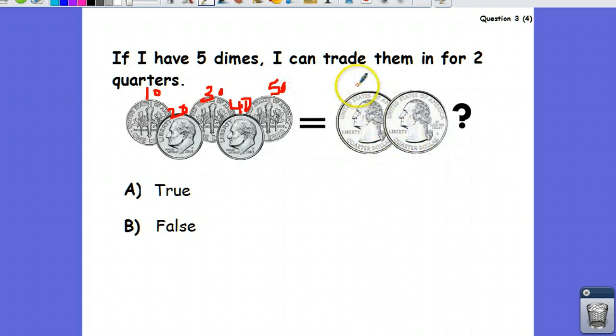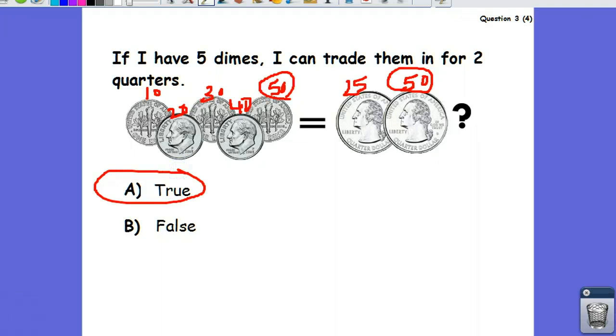Over here I have 2 quarters. I count them by 25s. 25, 50. So over here I have 50 cents. Over here I have 50 cents. That's the same. So I can do that trade. That's an even trade. So that's true.